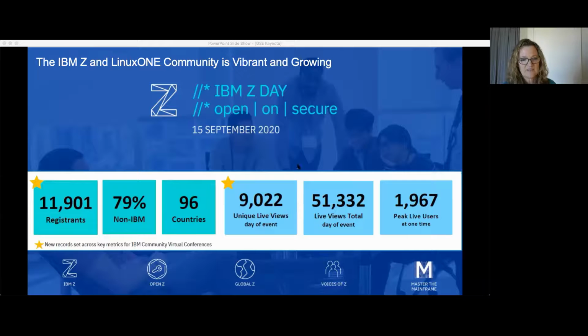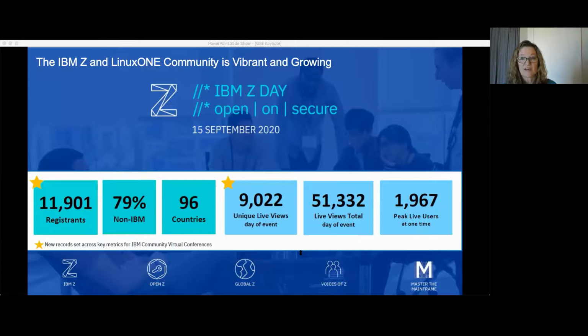We also have an incredibly vibrant community, and this was made very clear on IBM Z Day. So we hosted IBM Z Day. It was a virtual conference hosted on the 15th of September, and we had over 11,000 registrations. And it's probably gone up since then because folks are able to watch the replays.